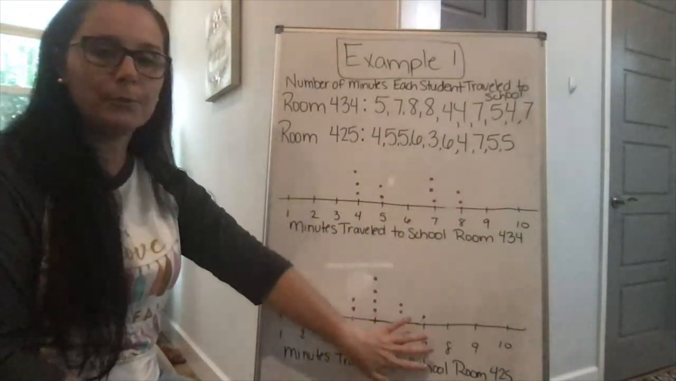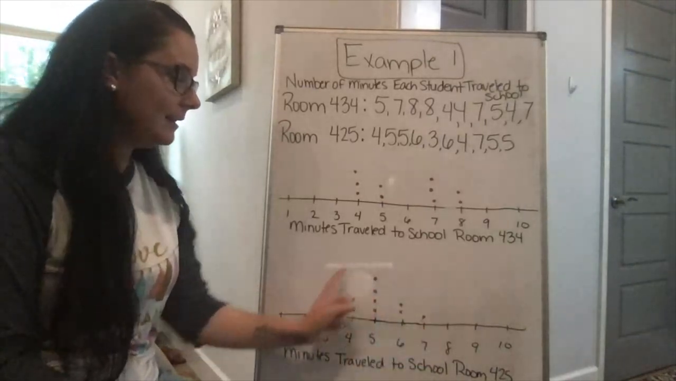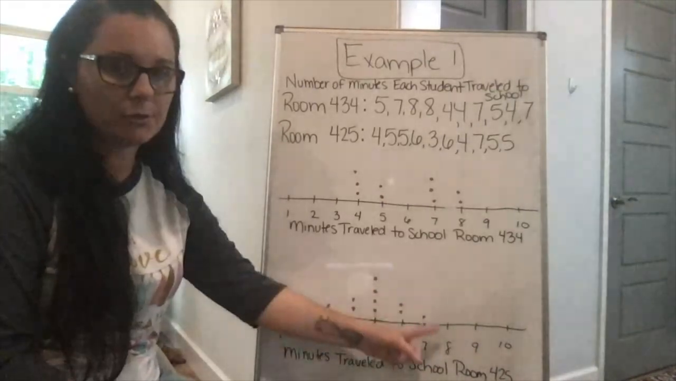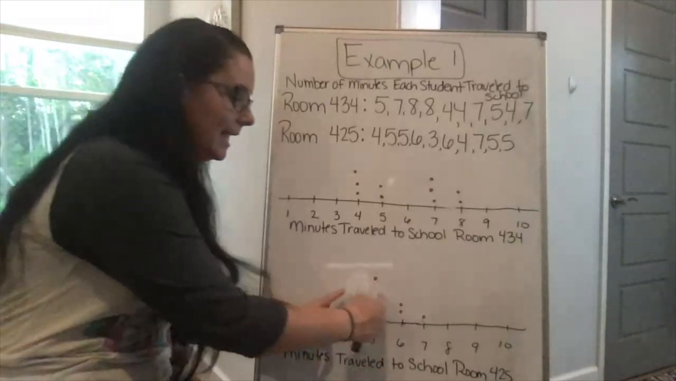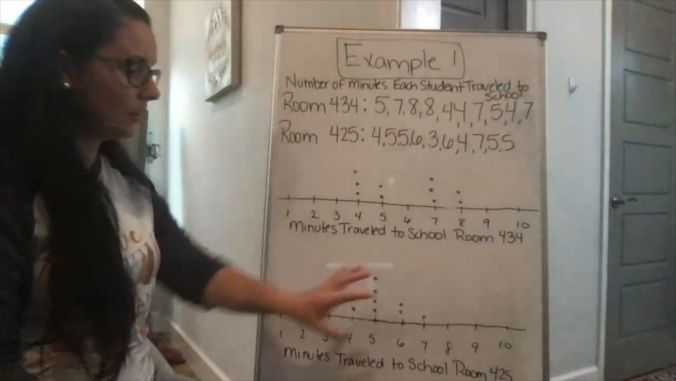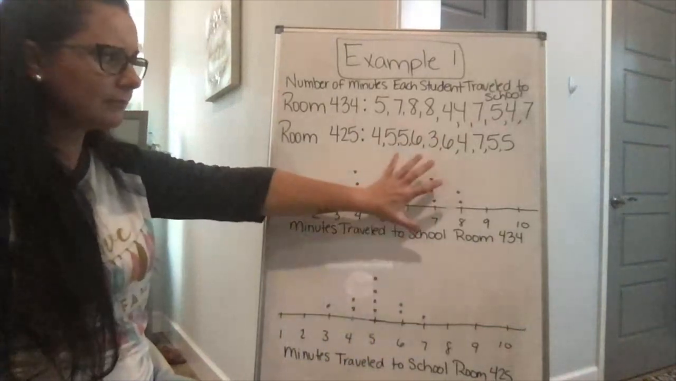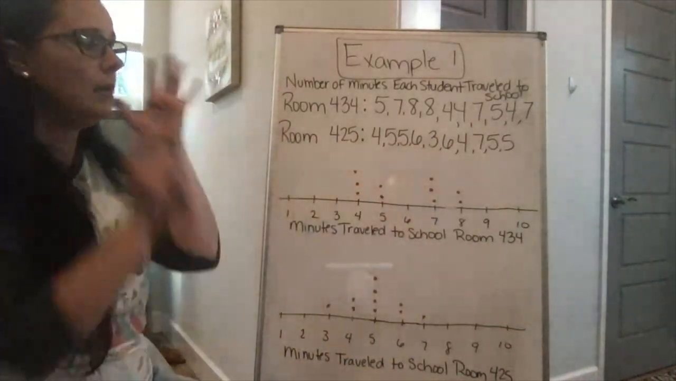If you look down at room 425, this is an example of a symmetrical dot plot because we have a pretty defined center and it looks the same on both sides. So we have symmetrical, and up here would be no pattern.